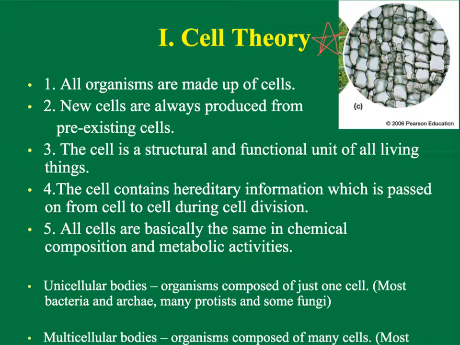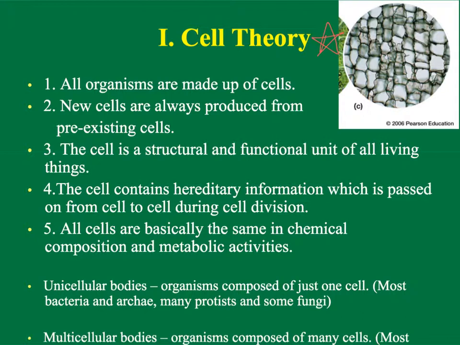In the 1800s, 3 scientists made observations leading to the development of cell theory. And basically, this theory states 5 things. 1, that all organisms are made up of cells. 2, new cells are always produced from pre-existing cells. 3, the cell is the structural and functional unit of all living things. 4, the cell contains hereditary information which is passed on from cell to cell during cell division. And lastly, that all cells are basically the same in chemical composition and metabolic activities.